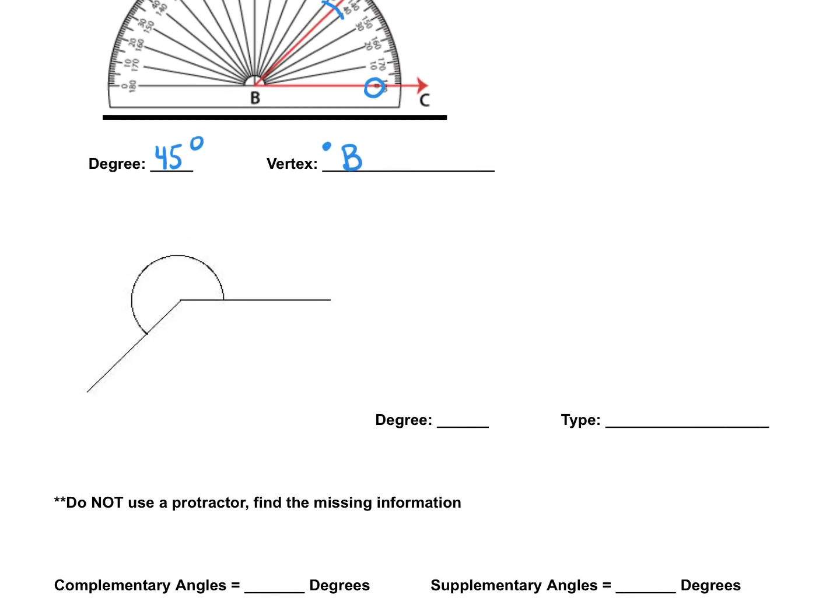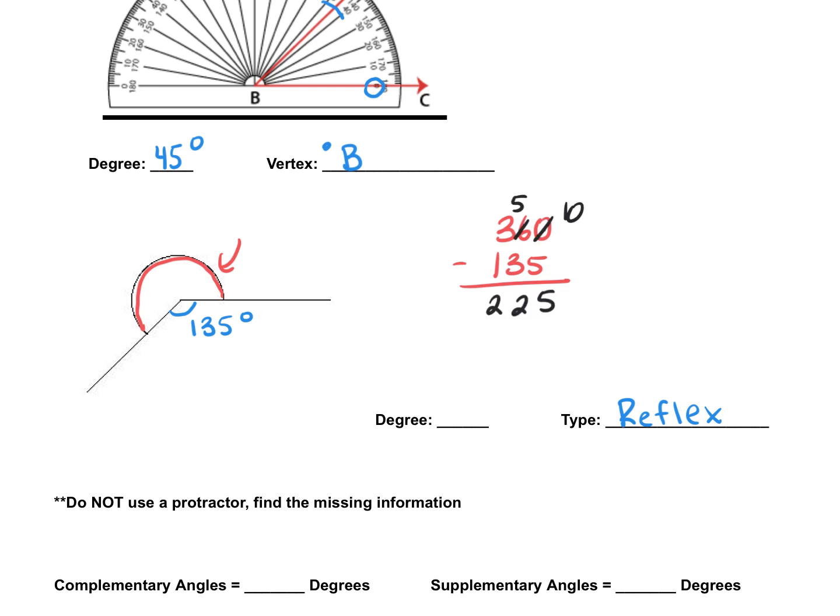Let's take a look at our next one here. What type of angle is this? We know this is a reflex angle, and we weren't supposed to use a protractor to find this outside. We had to do our math. How do we figure out the degrees of my reflex angle? We needed to subtract from 360. 360 minus 135. You should have gotten 225 degrees.